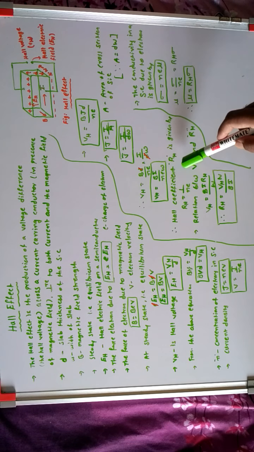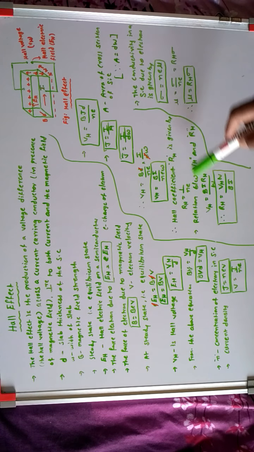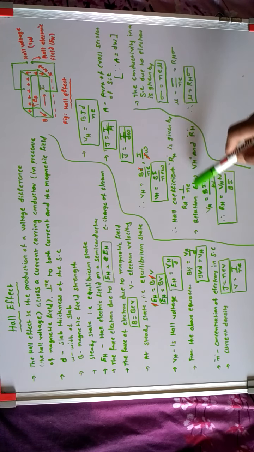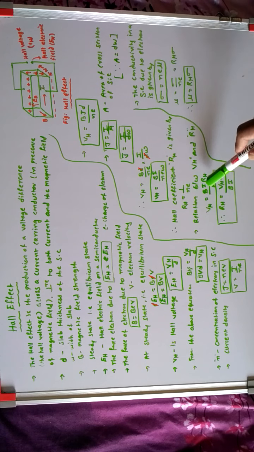Here the Hall coefficient RH is given by RH equal to 1 by ne. This is the Hall coefficient equation. The relation between Hall voltage and Hall coefficient is VH equal to BI RH by W, so RH equal to VH W by BI.